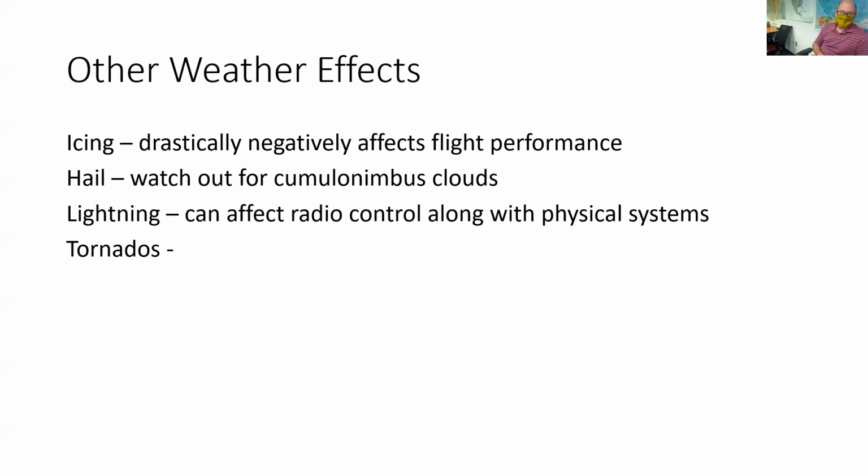Okay, hail. It pretty much goes without saying. You don't want to fly in hail, so watch out for those thunderheads, those thunder clouds. Those are the cumulonimbus clouds, and hail can easily exist in those. The hailstones can form at high altitudes, so even if it's somewhat warm in your area, you can experience hail. Also lightning can happen as well.